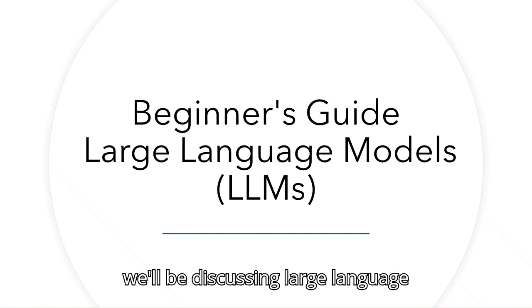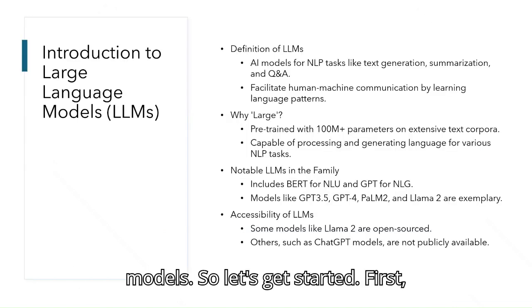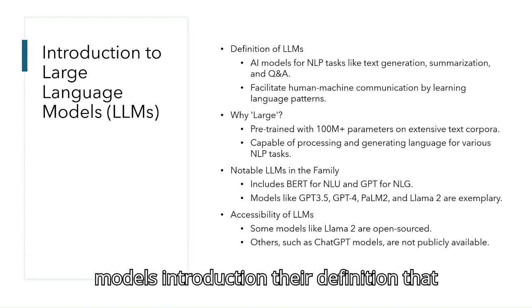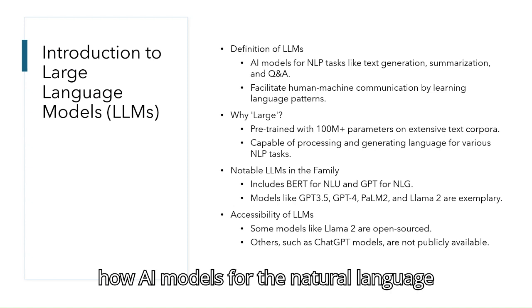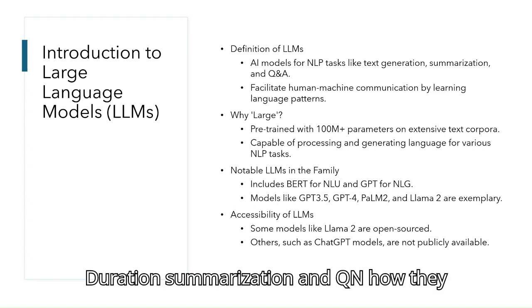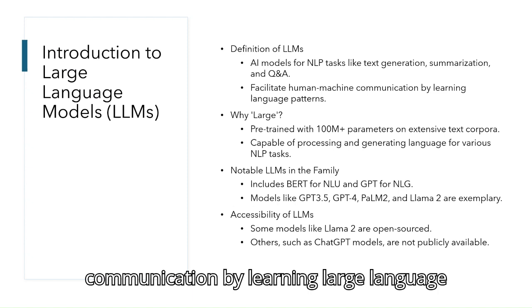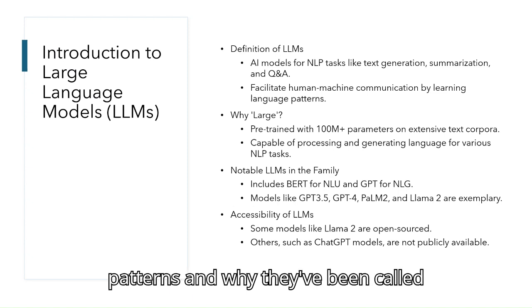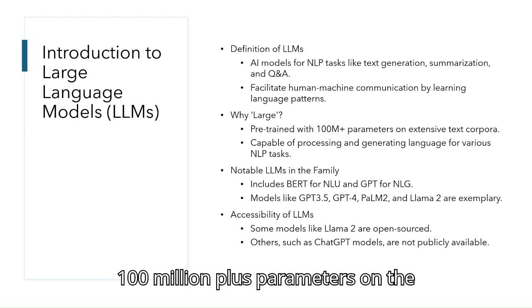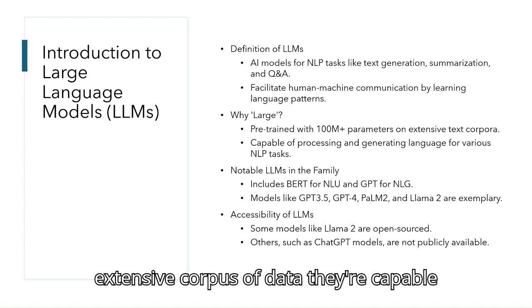Today we'll be discussing large language models. So let's get started. First we'll be talking about the large language models introduction, their definition, and how AI models for natural language processing tasks could be used for text generation, summarization and Q&A. How they can facilitate human-machine communication by learning large language patterns, and why they've been called large: because they've been trained on 100 million plus parameters on an extensive corpus of data.